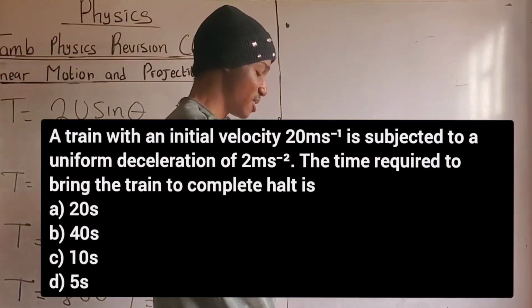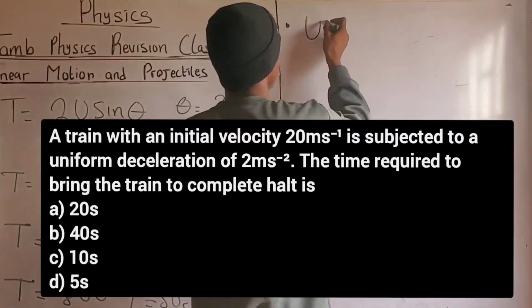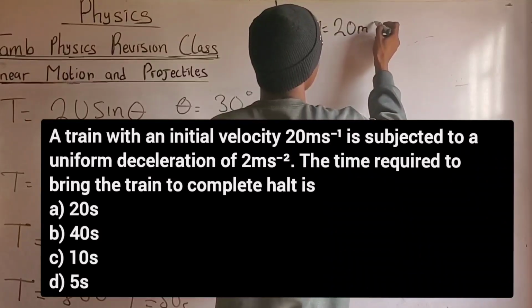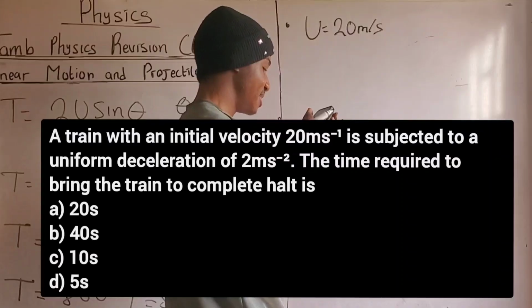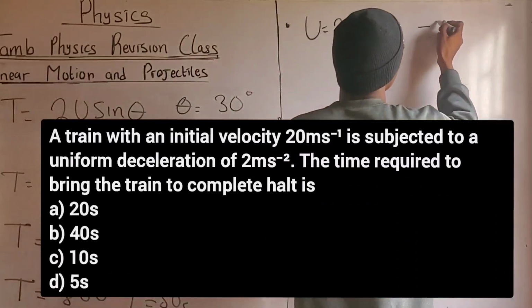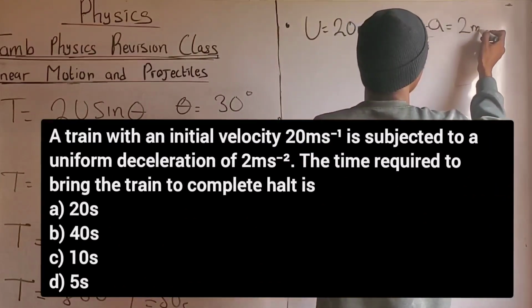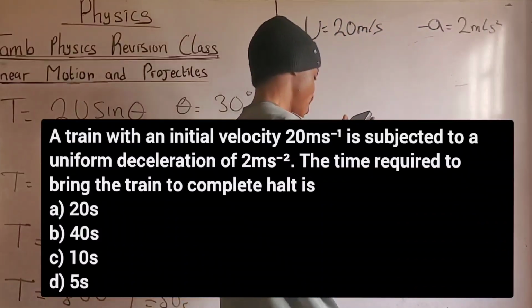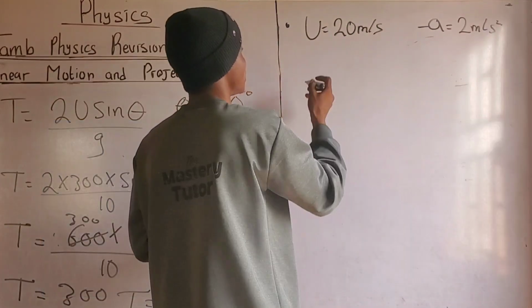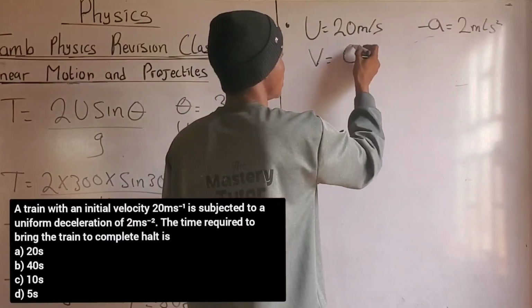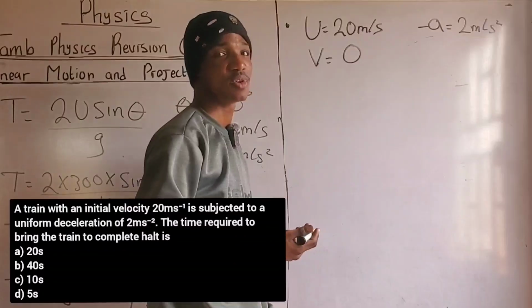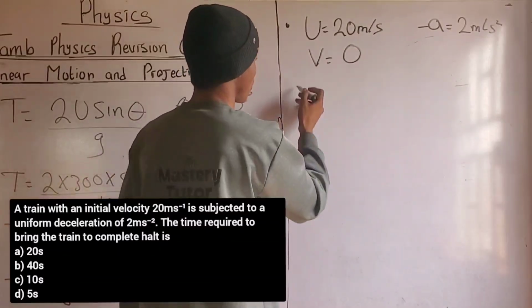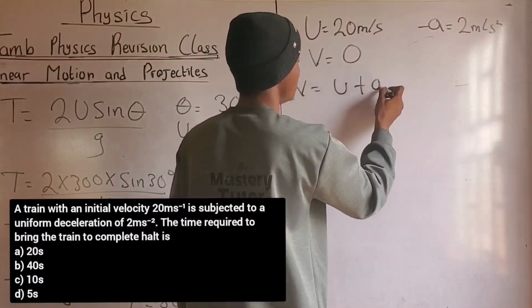Now, from the question, we are given that the train has an initial velocity of 20 meters per second. So u equals 20 meters per second. And the deceleration, which is negative acceleration, is 2 meters per second squared. Now listen. The final velocity will be what? 0. Now, based on the information that we are given, how can we determine the time? Which equation of motion are we going to use? We recall that v equals u plus at.